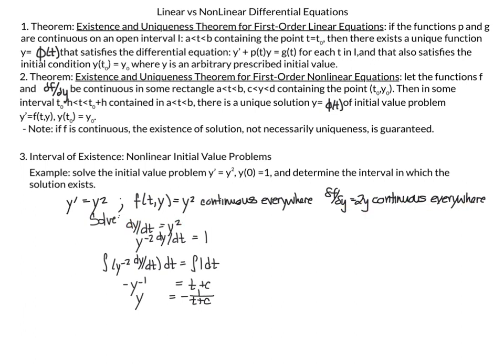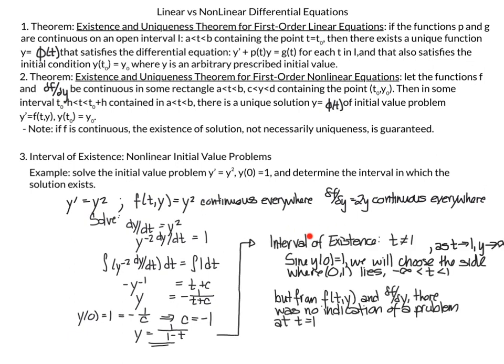Now if I want to solve, I can separate this equation, gather all my y terms to one side, and I get y to the negative 2 dy/dt is equal to 1. Integrate both sides of this equation by dt, and I get negative y to the minus 1 is equal to t plus c. In other words, y is equal to negative 1 over t plus c. Looking at my initial value problem now, plugging in 0 for t, 1 for y, I get 1 is equal to minus 1 over 0 plus c, which is equal to minus 1 over c, which implies c is equal to negative 1, and y is equal to 1 over 1 minus t.